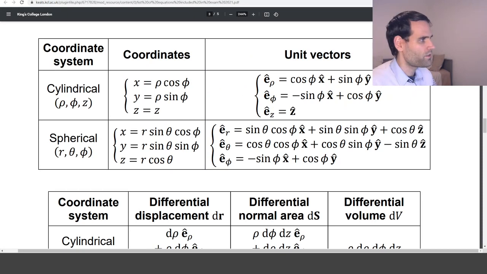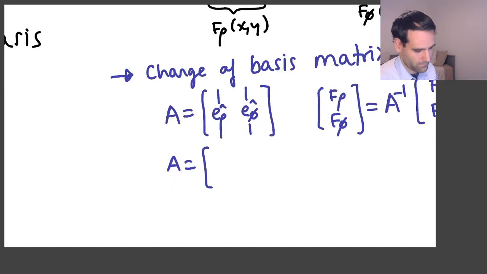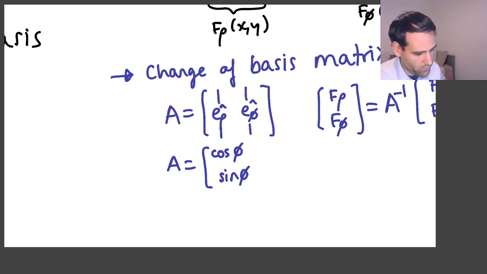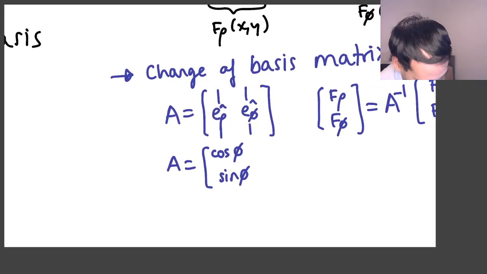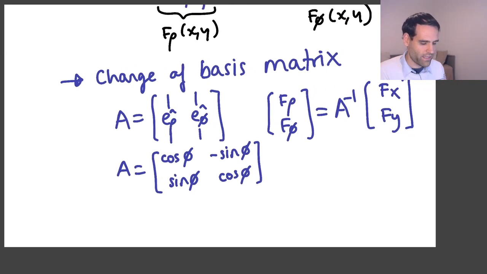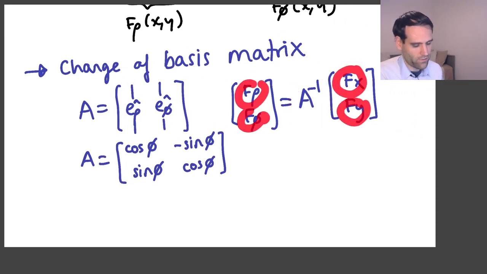This matrix would be equal to e_rho hat written in rectangular, in x hat, y hat basis. So e_rho hat is cosine phi times x hat plus sine phi times y hat. So that's what we need to write in the first column: cosine phi, sine phi. And in the second column, we need to write e_phi hat written in x hat, y hat basis. So the first component is minus sine phi, and the second is cosine phi. So that will be matrix A, and we can now calculate the inverse of this matrix, and therefore we can convert the functions f_x, f_y into f_rho and f_phi.